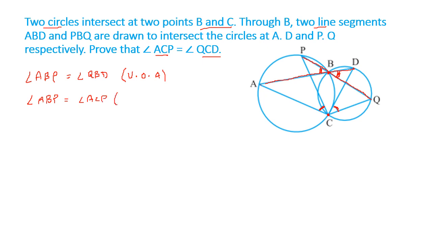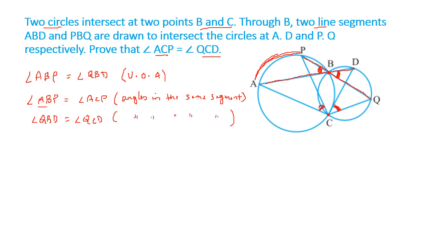Angle APB, this angle, and angle ACP. You can look at this arc AP. This arc AP makes two angles on the same segment, APB and ACP. So they are equal because they are angles in the same segment. Also let me write angle QBD equal to angle QCD. Angle QBD, this one, QBD equal to QCD. Again, they are angles in the same segment.